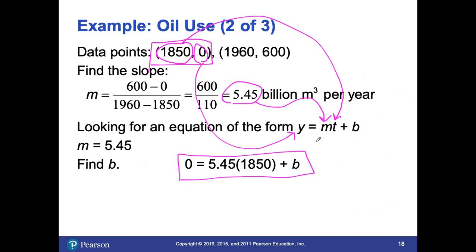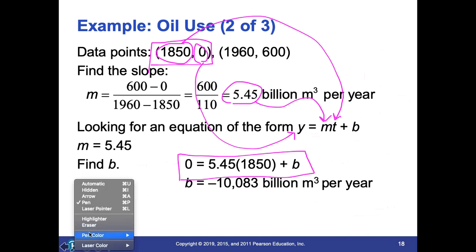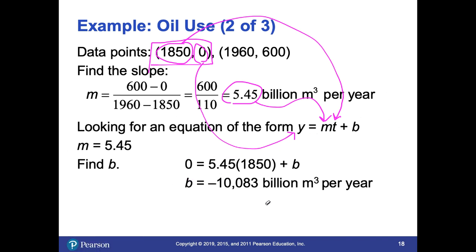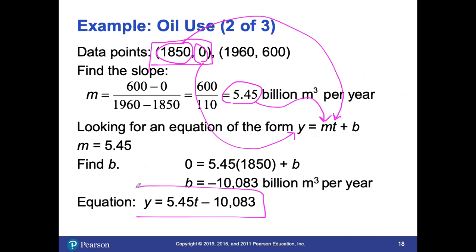And notice I don't know what b is yet. Well, I will know very soon, because all you simply do is multiply 5.45 times 1850. That's going to give us negative 10,083, once you solve for it. And thus I can go ahead and put it into my equation, which gives us this as my function. And essentially, you can get a linear function.